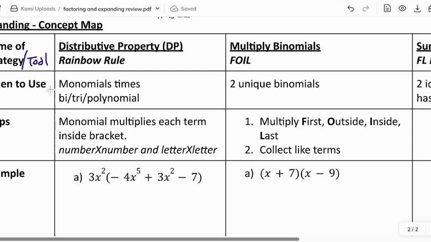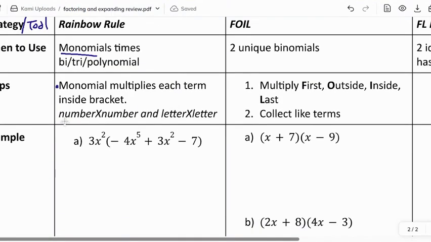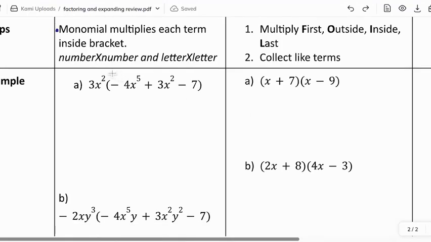Okay, when to use it? When you have a monomial times any polynomial, but it has to be a monomial, right? What are the steps? The monomial multiplies each term inside the bracket. And then I write this: number times number, letter times letter, like variable times variable. Okay? Let's do an example. So I call it the rainbow rule because this multiplies this, this multiplies this, this multiplies that. Okay?